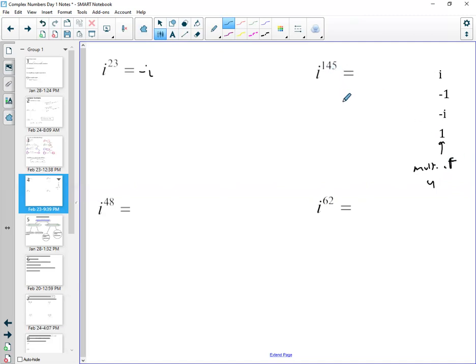144 is a multiple of 4. This is 145, 144 plus 1. So 144 is the 1, 145 is the i. There's 1 step here, 145. All right, 144 was right here, 145 is up there. We're done.